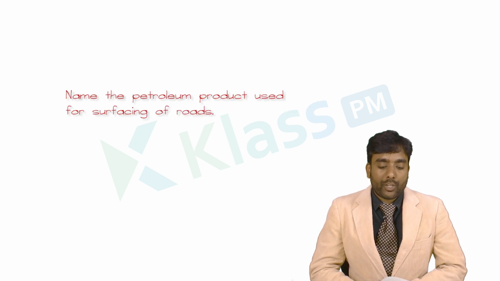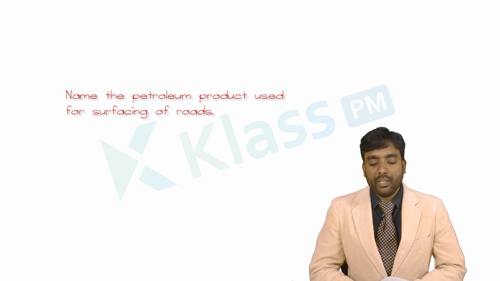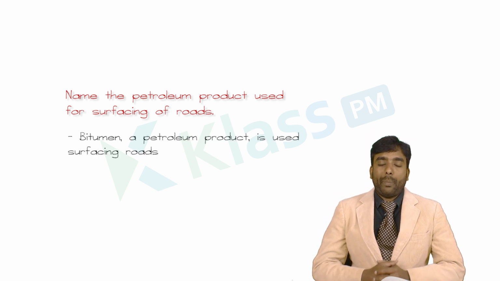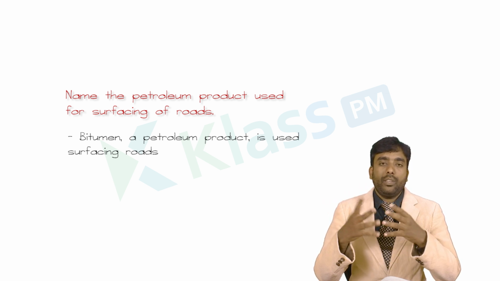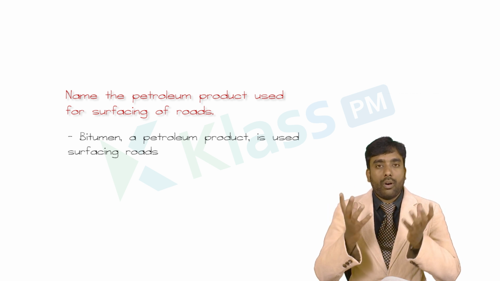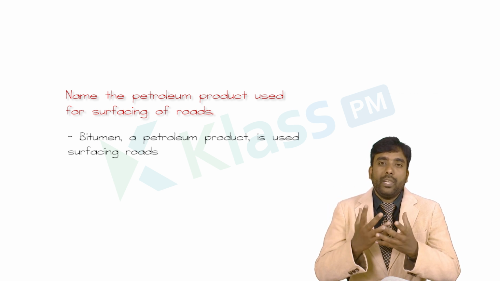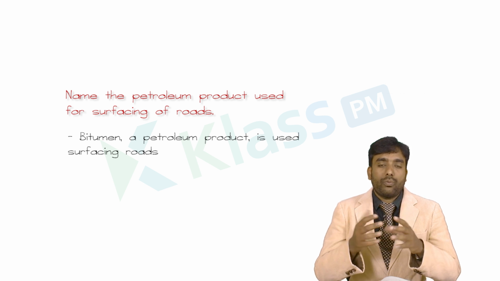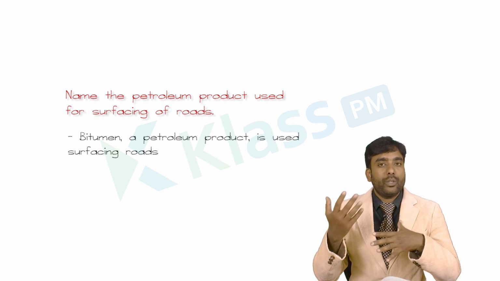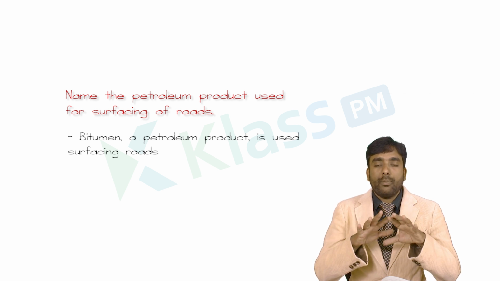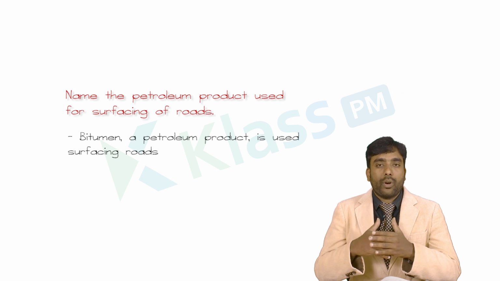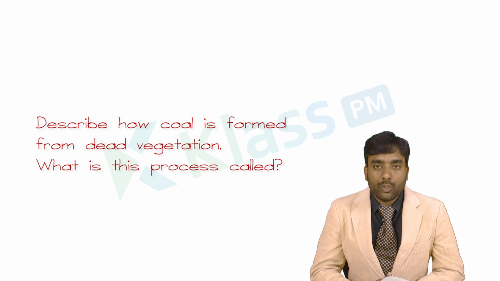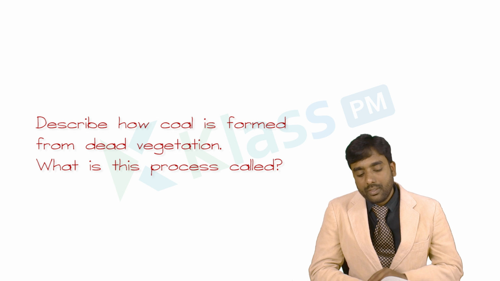Second question: name the petroleum product used for surfacing of roads. So petroleum has many products like petrol, diesel, kerosene, paraffin wax, bitumen. All these are the petroleum products. Among all these, bitumen is the petroleum product which we use for surfacing the roads. In the olden days, coal tar was used as a surfacing for the roads, but now it is replaced by the petroleum product called bitumen.